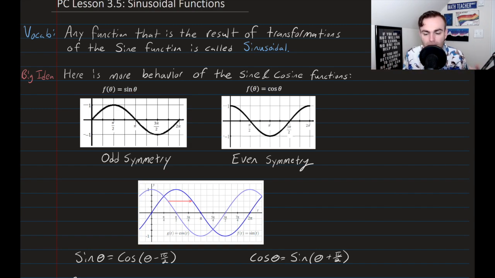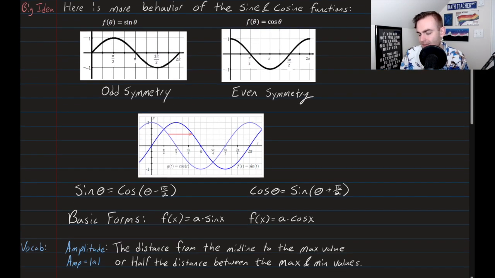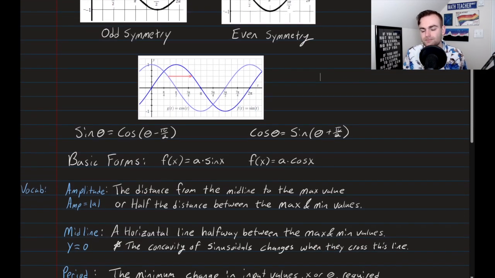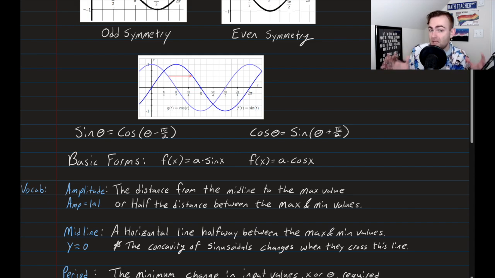Going off of more properties of functions, we can say that sine has odd symmetry because this S-shaped curve, when it gets repeated, is going to have rotational symmetry around the origin, where cosine is even because it's going to have reflectional symmetry across the y-axis. The most basic transformation that we can do on the sine or cosine function is to give it a vertical dilation. We can give it a coefficient of a.